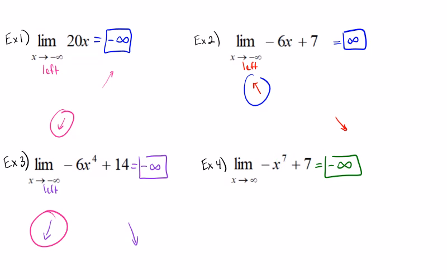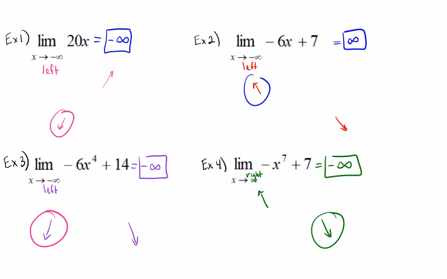Or we can think of this, since this is odd, that means we're going up in one direction, down in the other. Since this is negative, that means on the right it's going down, and on the left it's going up. And so since we're going to the right to positive infinity, that means we're going down forever. So it'd be negative infinity.